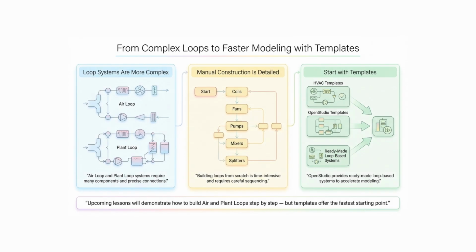Compared to zone HVAC equipment, air loop and plant loop systems can be significantly more complicated to build from the ground up. Creating them manually requires assembling many components and carefully defining how they connect. In upcoming lessons, we'll look at how to construct these loop-based systems step by step. For now, however, it's helpful to start with a faster approach: HVAC system templates provided in OpenStudio.